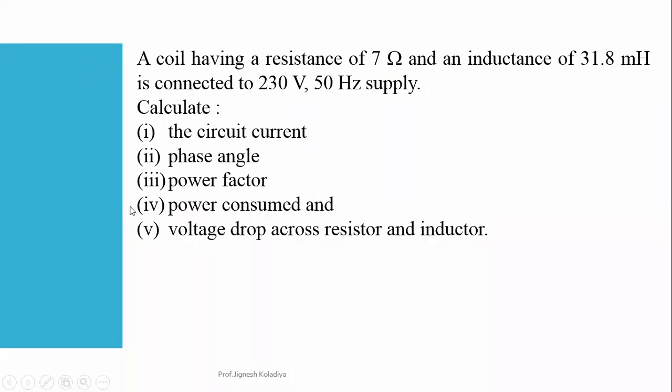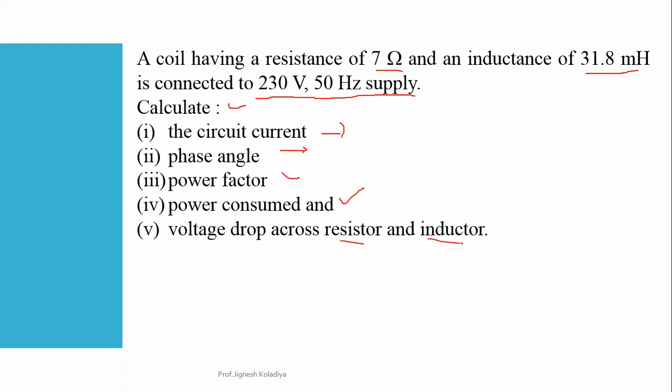So first of all, in numerical number 1, you can see a coil having a resistance of 7 ohm and an inductance of 31.8 millihenry is connected to a 230 volt 50 hertz supply, and we have to calculate circuit current, phase angle, power factor, power consumed, and voltage drop across resistor and inductor.